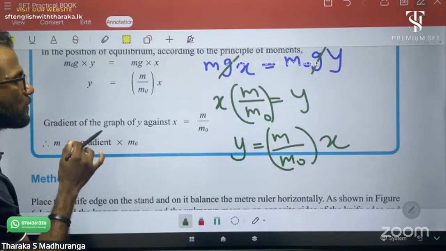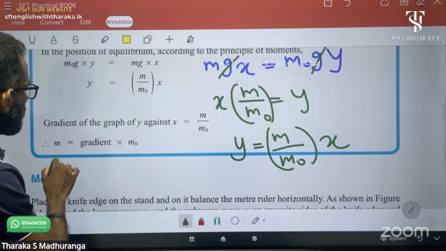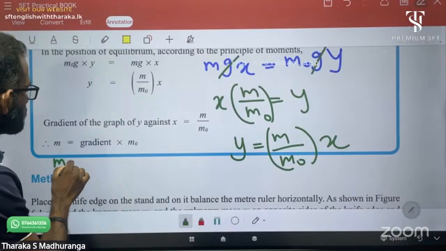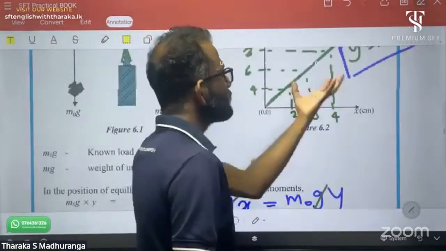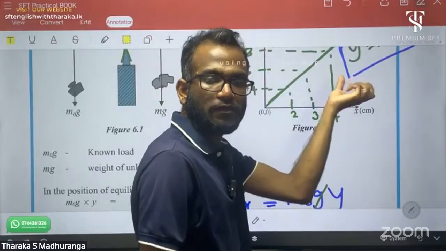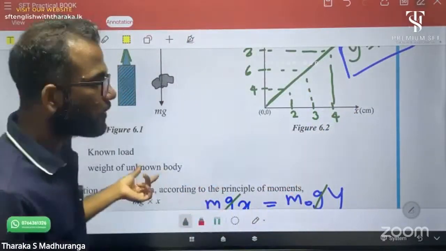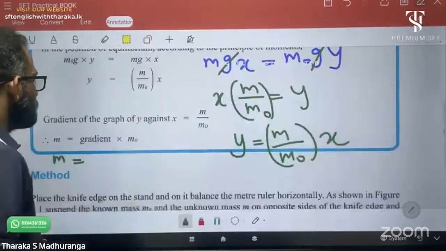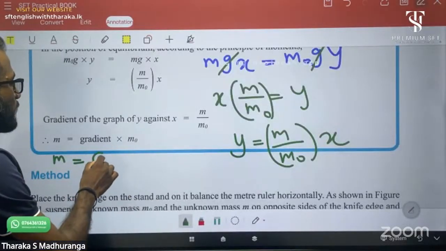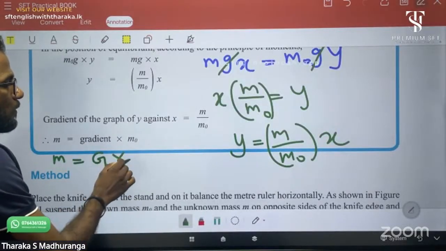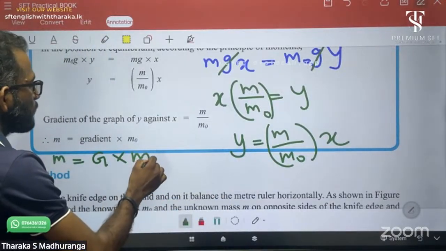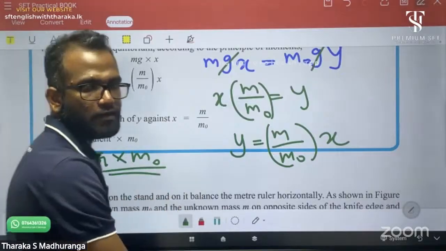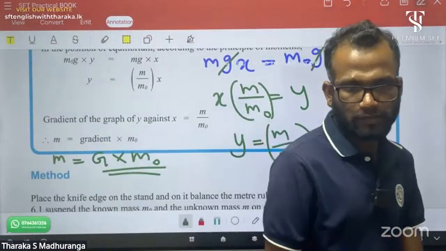How can we find the unknown mass? Unknown mass equals gradient. How can we get the gradient? By this Cartesian plane: y difference divided by x difference. Then you can get the gradient. Cross multiplying, gradient multiplied by m naught equals the known mass. The known mass equals the unknown mass.